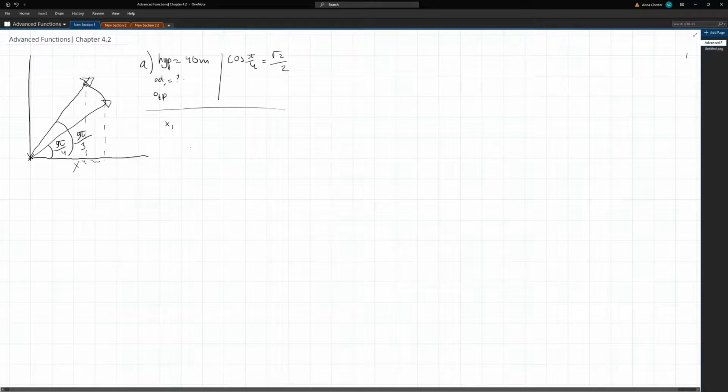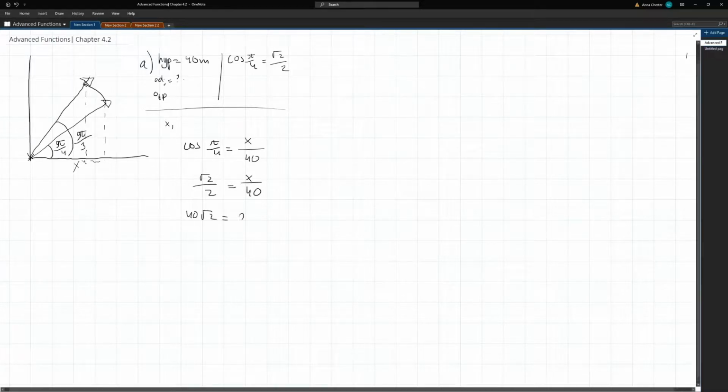We know that cos pi over 4 is equal to something over 40. So cos pi over 4, which is square root of 2 over 2, is equal to x over 40. Now we just cross multiply and we get 40 square root of 2 is equal to 2x. Divide both sides by 2 and we get 20 square root of 2 is equal to x. That's our first horizontal distance.